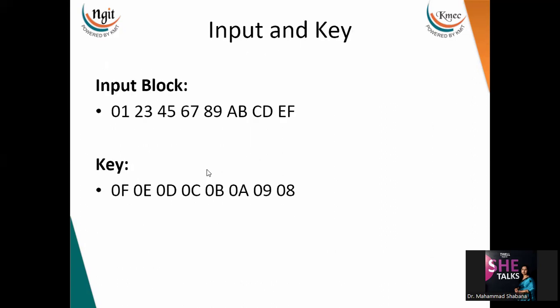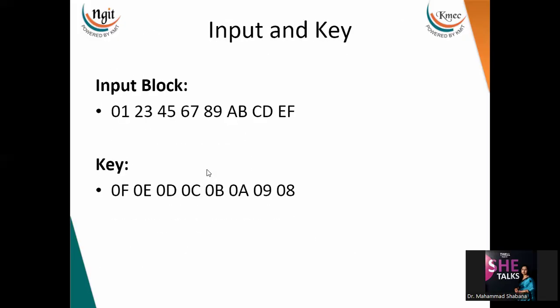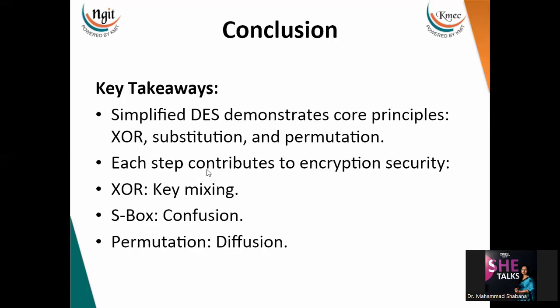Let us go to the main function. Here we have the main function. We are taking the input block and the encryption key. The input block is the 64-bit plain text we are taking. The encryption key calls encrypt block to encrypt the input block. The steps we are performing on the original block are XOR with the key, substitution, and permutation. The encryption process uses XOR, substitution, and permutation to transform the input block into a ciphertext. These steps ensure the encryption provides both confusion and diffusion.